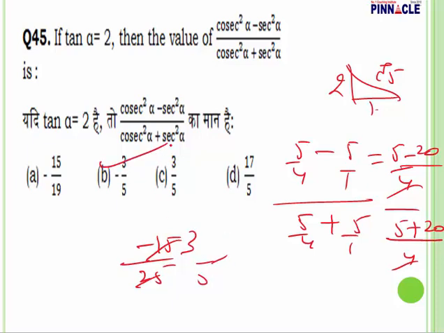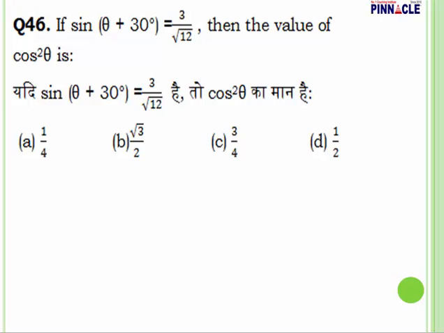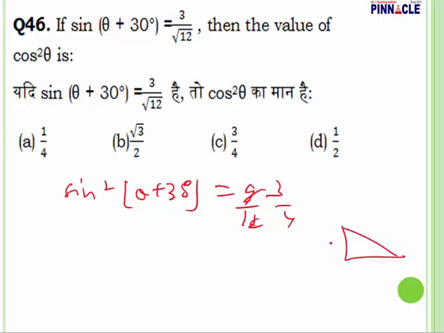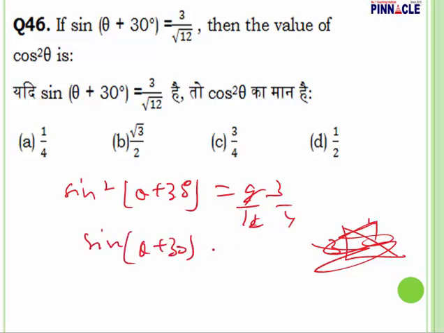Answer is B. Question number 46, if sine of theta plus 30 degree is equal to root 3 by root 12, then the value of cos square theta will be how much? Now here, if I square both sides, then we will have 9 by 12, in other words 3 by 4. So sine square of theta plus 30 would be equal to 3 by 4.